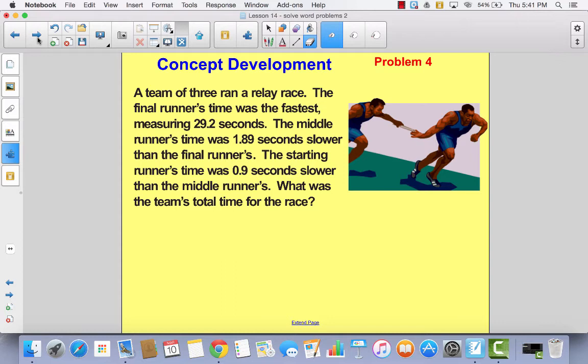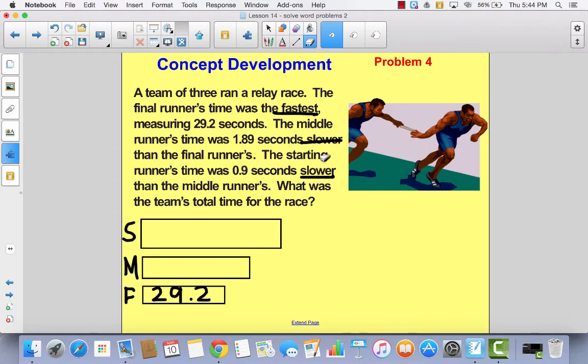Wow, I'm hearing so many comparing words. I'm hearing words like slower, slower, fastest. This tells me that when I'm modeling, I'm going to have to make sure that I can compare these three numbers. I want you to pause the video and see if you can draw a model that compares these three runners' times.